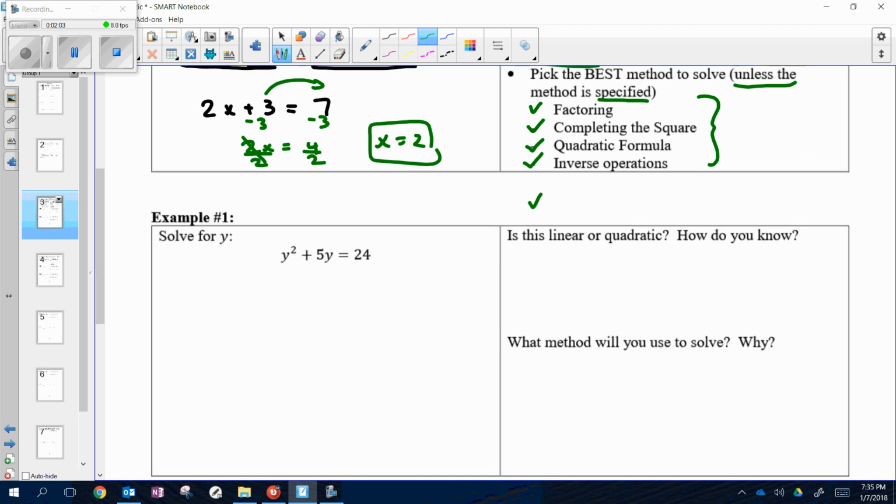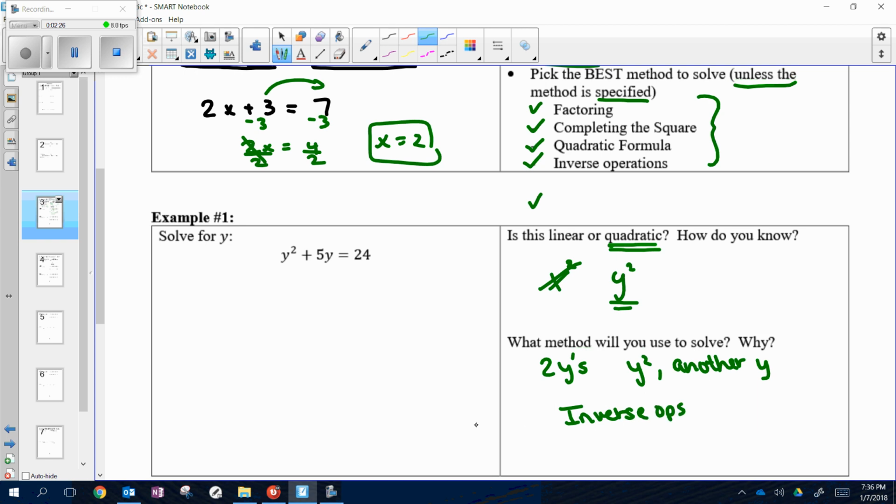In example 1, so what is this? Is this linear or quadratic? It's quadratic. I see an x squared. Well, actually, I see a y squared. So it's a quadratic. What method are we going to use to solve it? Well, I see two y's in there. I see a y squared and another y. And that tells me I don't want to use inverse operations just yet. I can't easily get y alone if there's a y squared and a y. So I'm not going to use inverse ops.